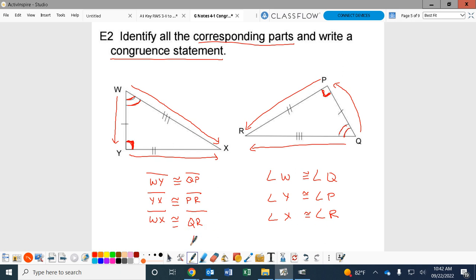Now the triangle congruency statement, guys, it doesn't matter what order you go in, they just have to match each other. So if I go in the traditional way on this first one and I go from W to Y to X, WYX, I'm going from 2 marks to the right angle symbol to nothing. So I'm going to start at the 2 marks, go to the right angle symbol, and then go to nothing. What order is that going to be? QPR.